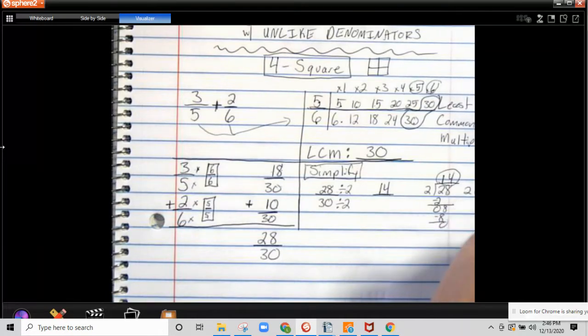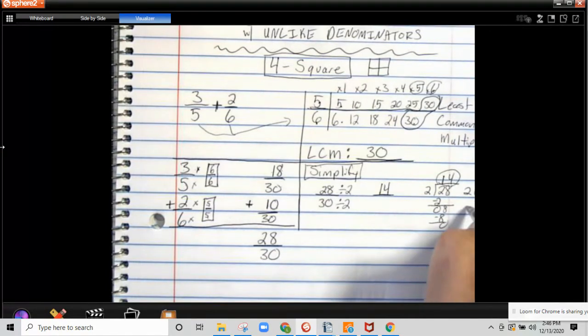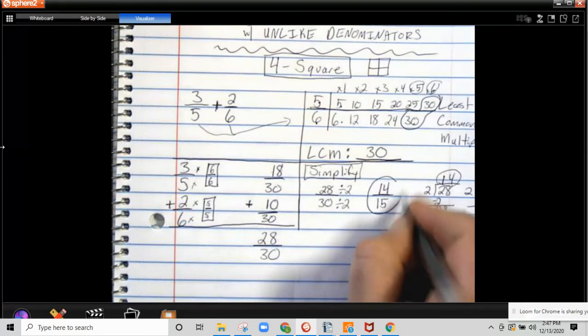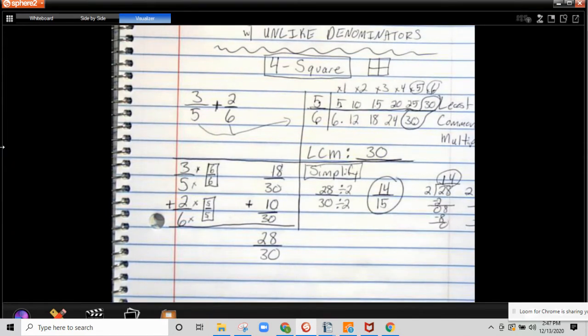30 divided by 2. 2 is going to go into 3 one time. 1 times 2 is 2. Subtract, 1. Bring down my 0. 10 divided by 2 is 5. 5 times 2 is 10. Subtract. So 30 divided by 2 is 15. So my answer here is going to be 14/15.